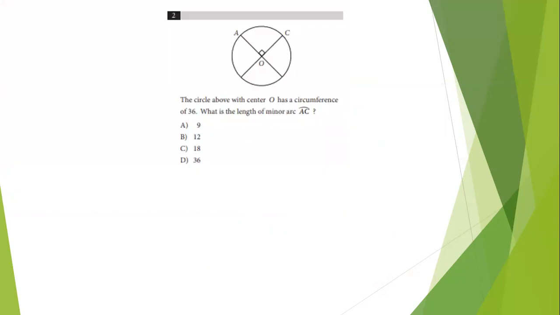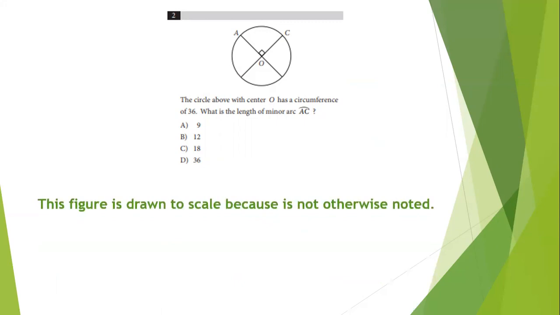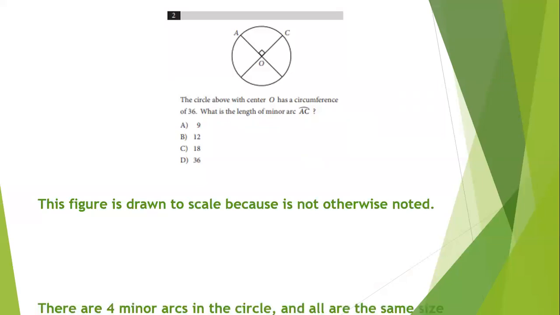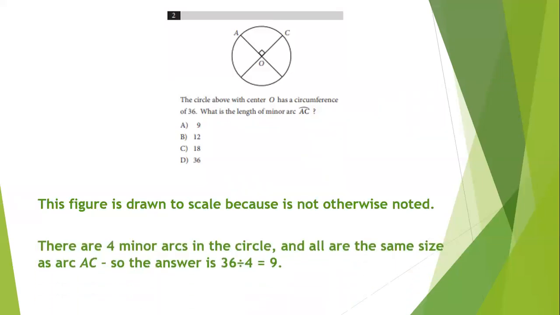Let's look at another problem involving a circle. We have two diameters in this circle, and we're given a minor arc of AC, but we should note immediately that there are four arcs that are the same size. This figure is also drawn to scale, so trust it. 36 divided by 4, so the correct answer is A.